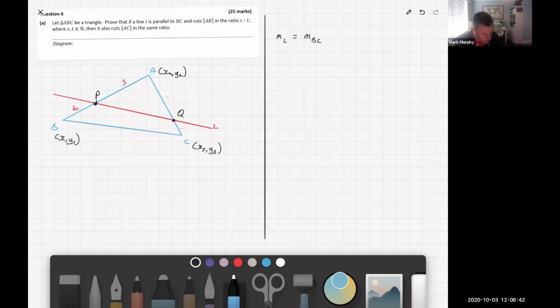Using the divisor's formula, the coordinates for P are the following. They're S times X1 plus T times X2, all over S plus T, and then S times Y1 plus T times Y2, all over S plus T.